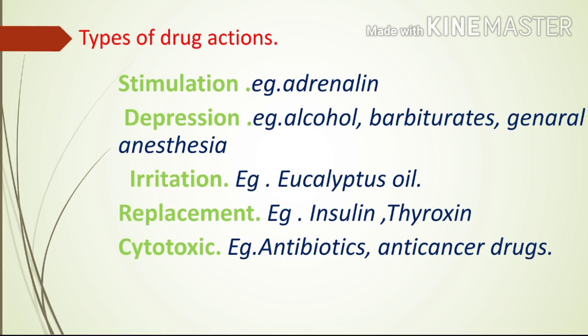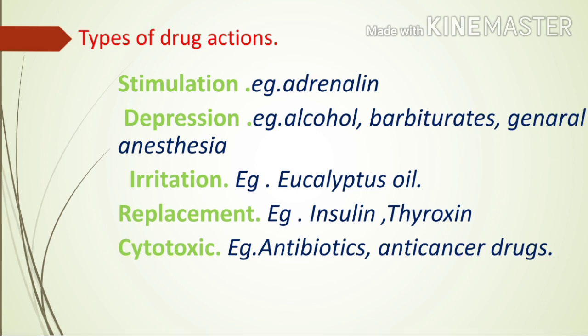When a drug increases the activity of a system or organ, we call it a stimulatory action. Example, adrenaline increases heart rate. When a drug decreases the action of any organ or system, we call it a depressive action of the drug. Examples are alcohol and general anesthesia.